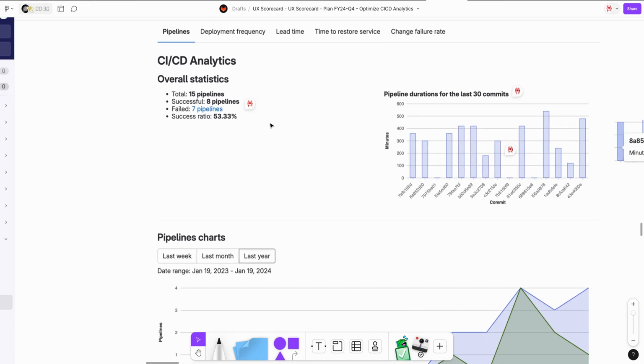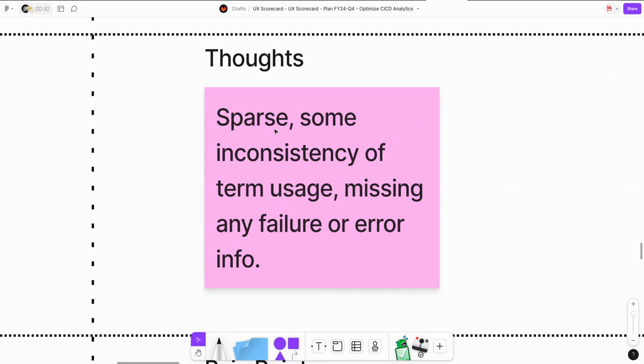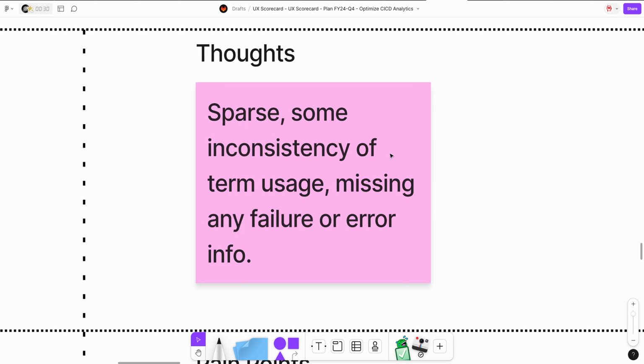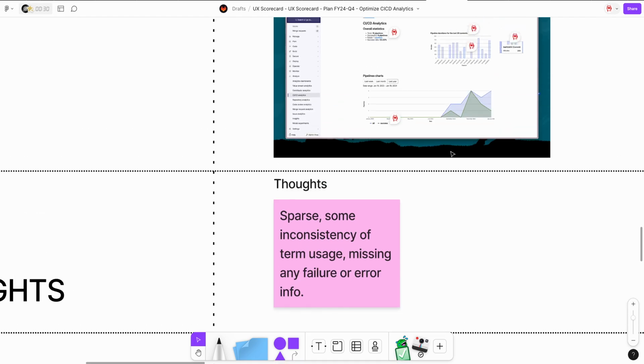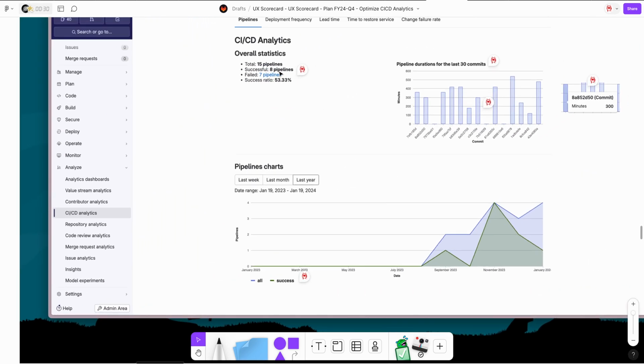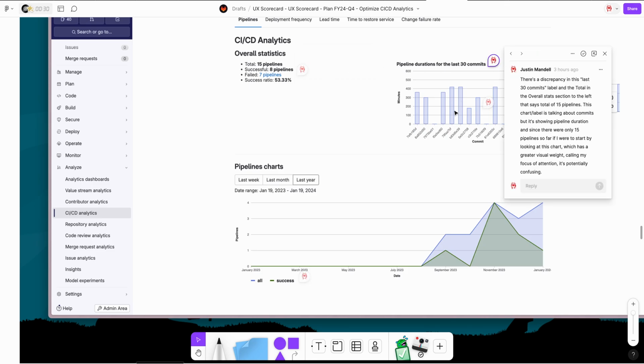Some of the concerns, or I guess you might say the thoughts, are the data is fairly sparse, some inconsistencies of terms, and some missing failure data and error data. And so what I'm getting at here is, over here we're talking pipelines, pipelines, pipelines. Over here we're talking commits. So pipeline durations for the last commits. So I'm trying to draw parallels between these, and I'm wondering, there's a discrepancy of the last 30 commits label and the total in the overall stats section to the left that says total 15 pipelines.